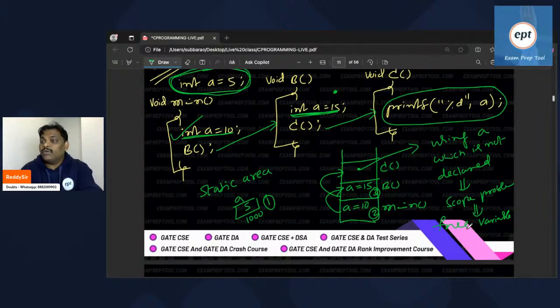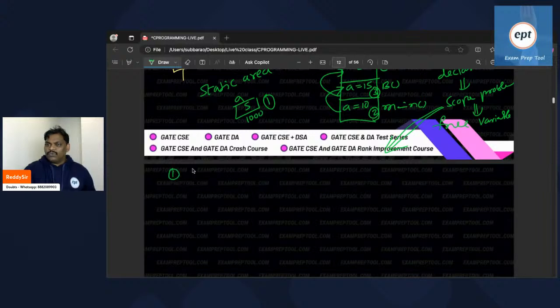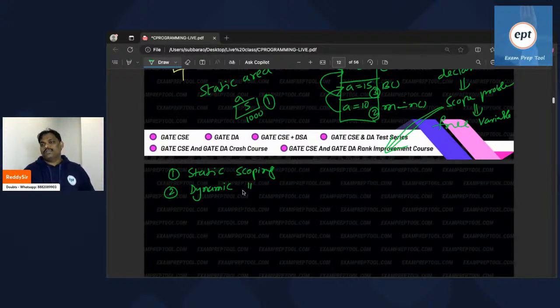Some people are asking, then what are the solutions? Remember, the scope problem has two solutions. One solution is static scoping, and one more solution is dynamic scoping. So, what is the problem? Scope problem. Then, how many solutions? Two solutions. What are those?